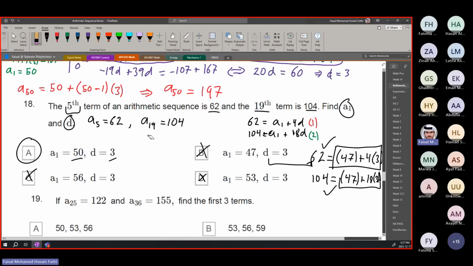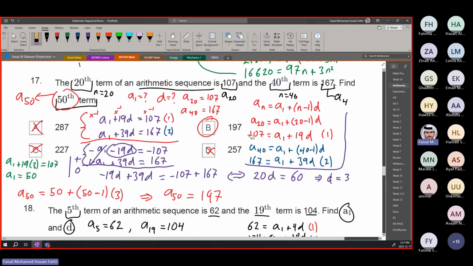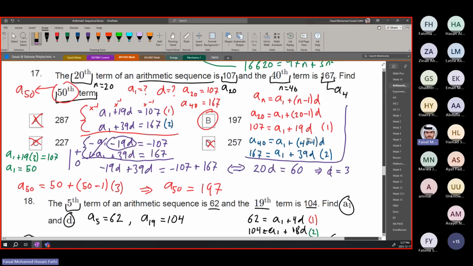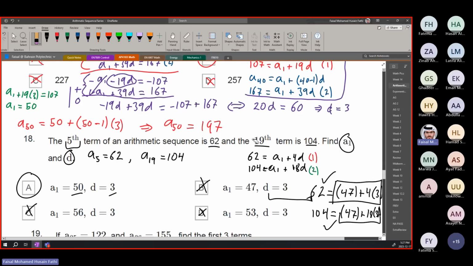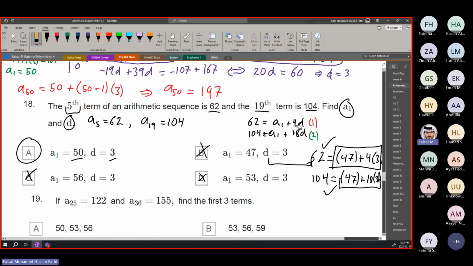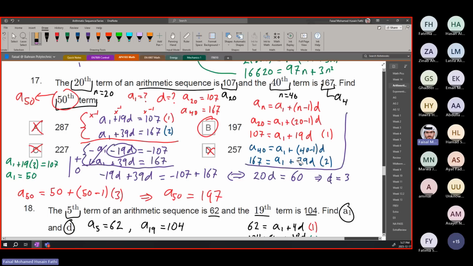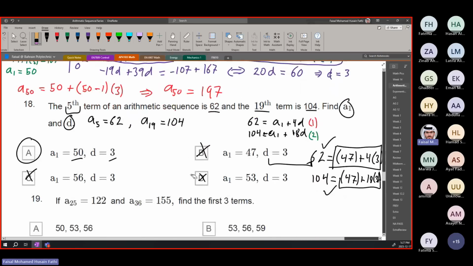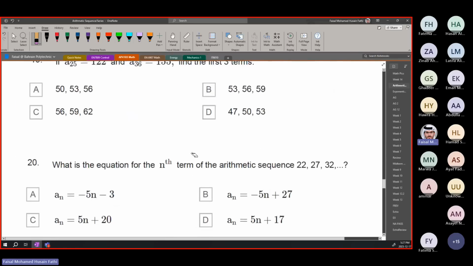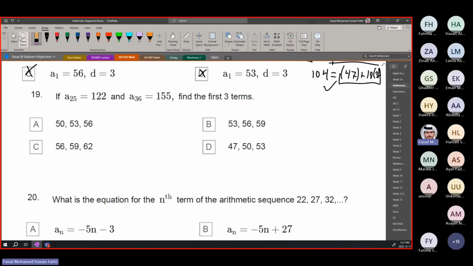How did I get 4D and 18D? Same method as here. You see how I did n minus 1? You get 20 minus 1, 19D. Exact same method here: 5 minus 1 becomes 4D, and 19 minus 1 becomes 18D. Follow this method. I'm just taking shortcuts to show you the final answer. That's it. Then let's move on to the next question.